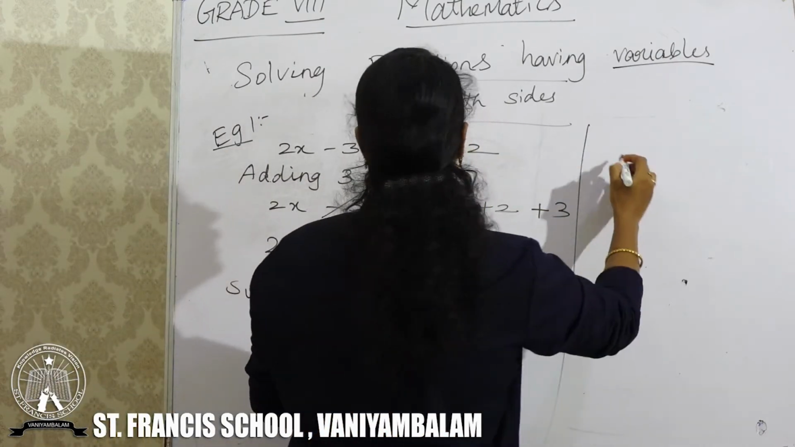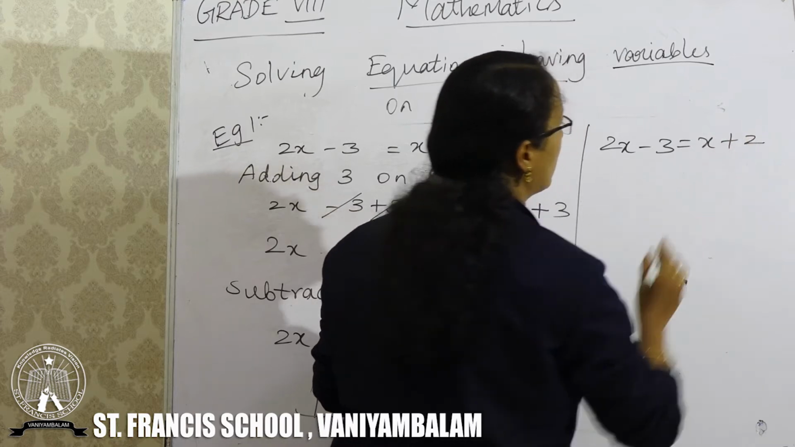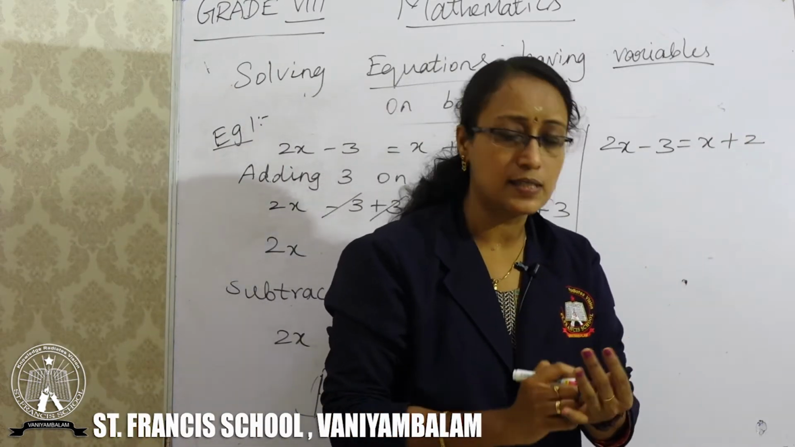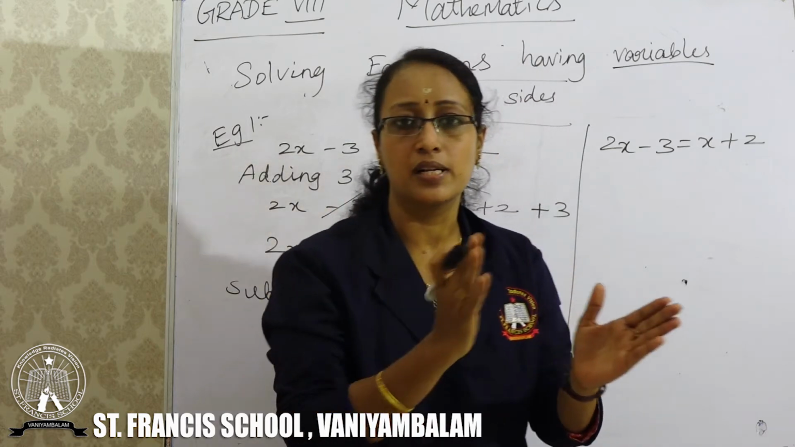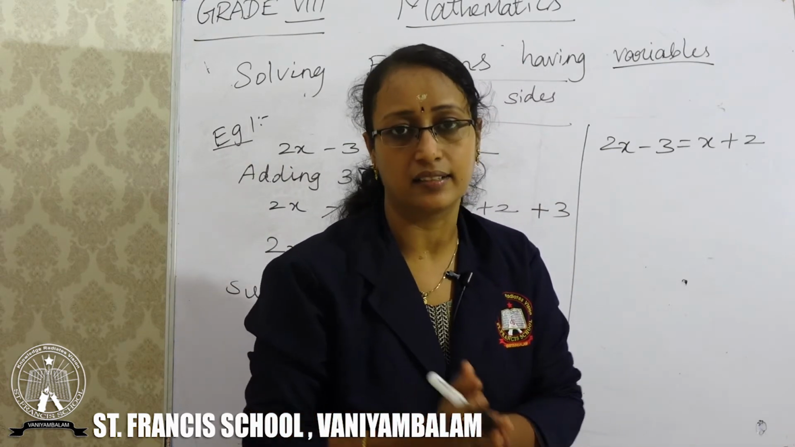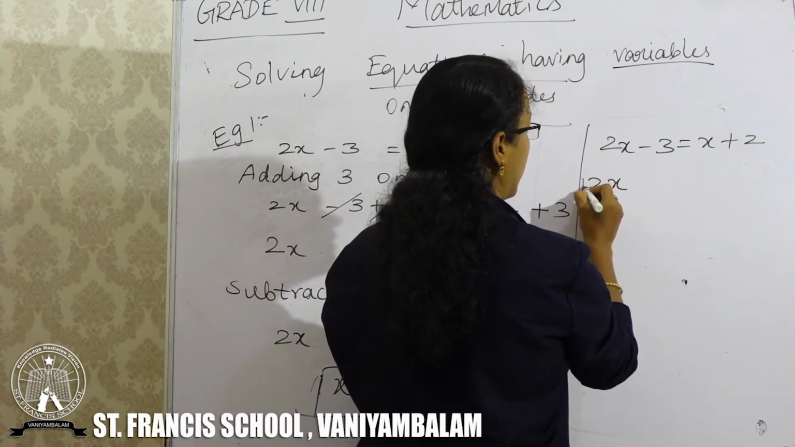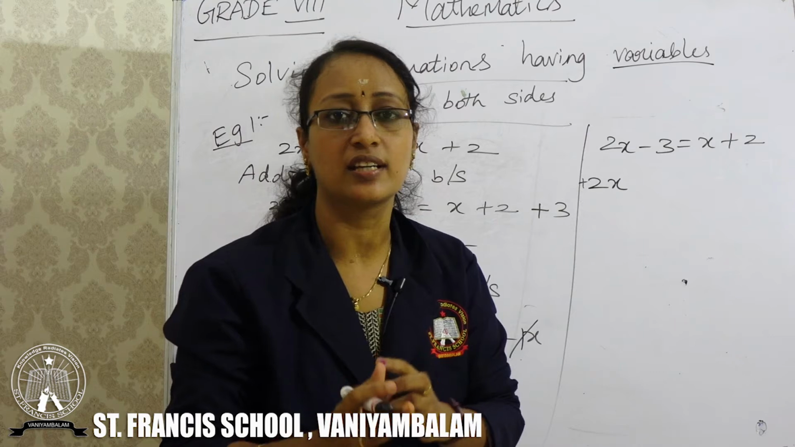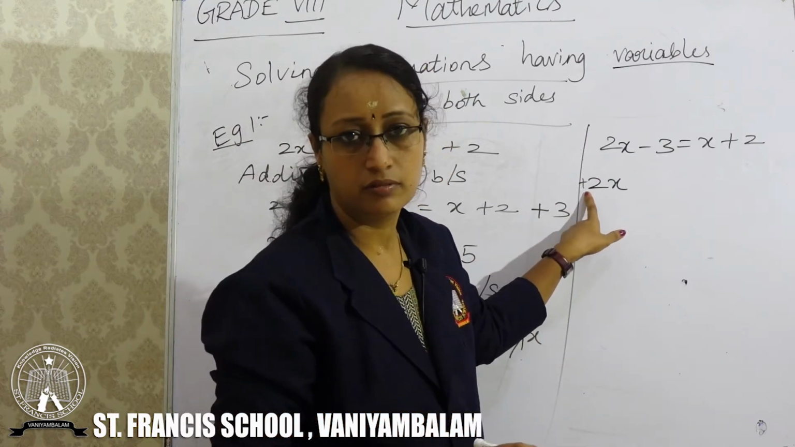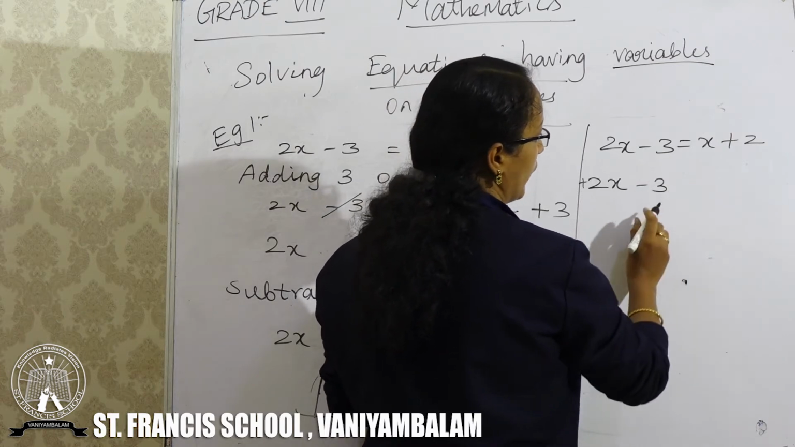Or else you can use another method to solve the equation. 2x minus 3 is equal to x plus 2. How will you solve this problem? You can take the variables to the left hand side and the constants to the right hand side. If there is no coefficient, consider it as 1. If there is no symbol, it is positive, right? So 2x minus 3 is equal to x plus 2.